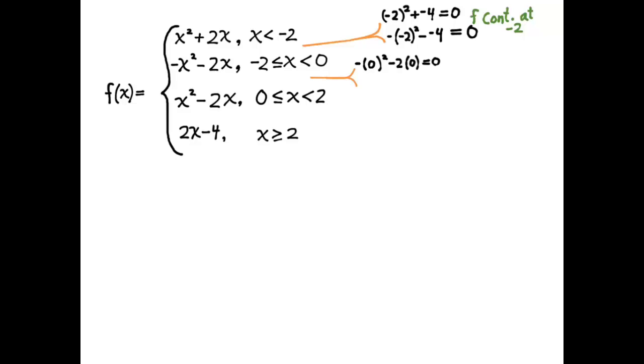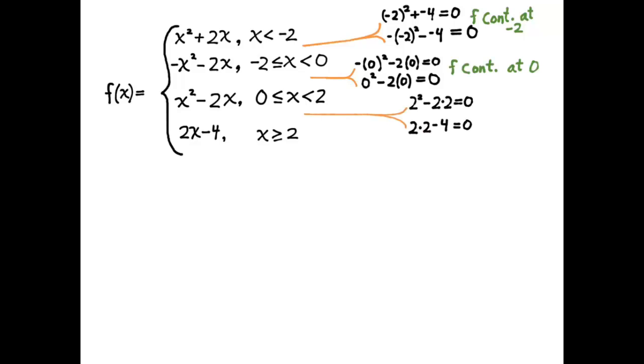Then we'll do the same analysis, substituting in 0 both to negative x squared minus 2x and x squared minus 2x, and we see again that f approaches the same value from the left and the right. It's also 0, and therefore f is continuous at 0. And in the third junction point, again, f approaches 0 from both sides, and therefore f is continuous at 2. It's continuous at all three junction points, and the function pieces are all polynomials, which means that f of x is continuous for all real numbers.